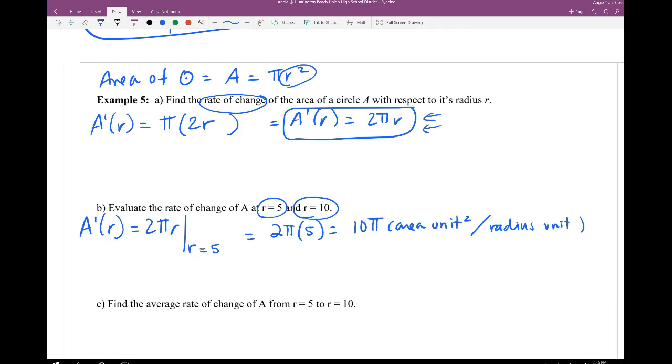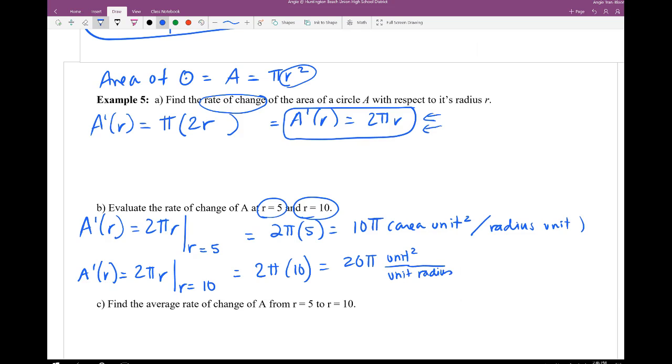Then let's evaluate it again. What happens when the radius is 10? Is the rate of change still 10 pi? So 2 pi r, evaluating now at r being 10. This is 2 pi times 10 equals 20 pi area units. So this is going to be unit squared for the area over the unit for the radius.